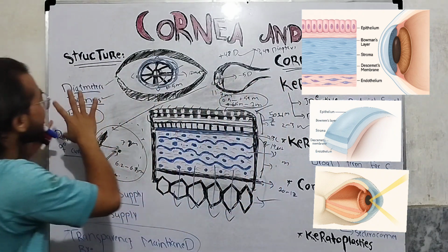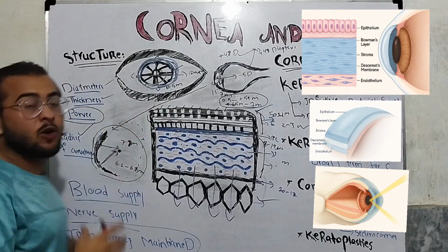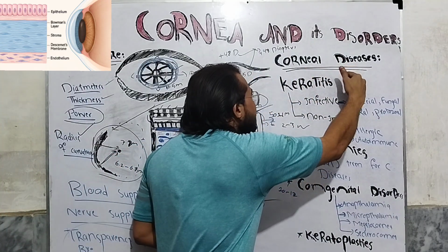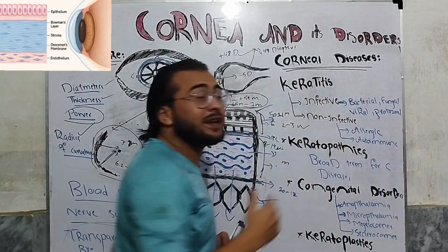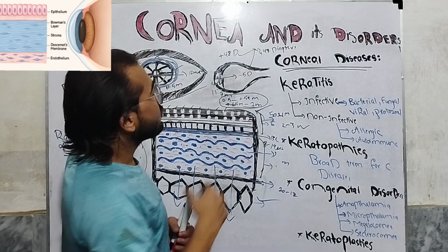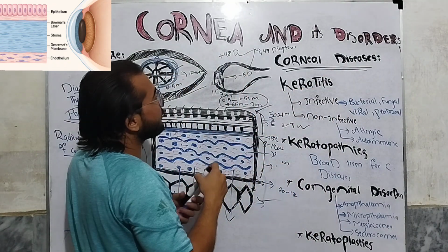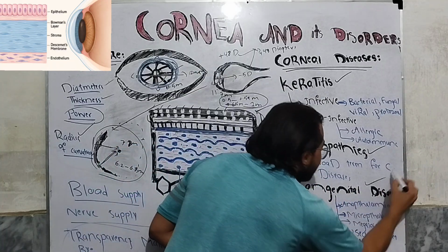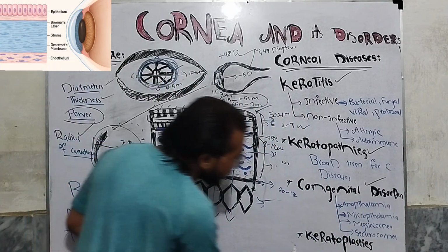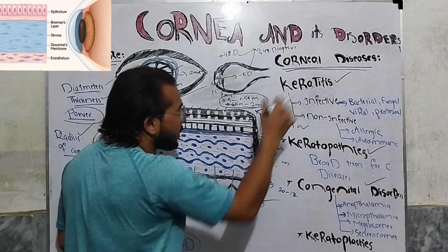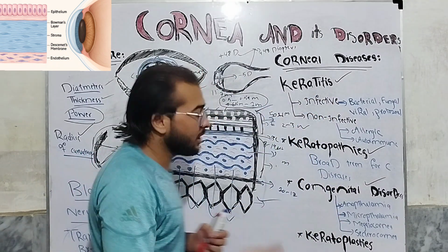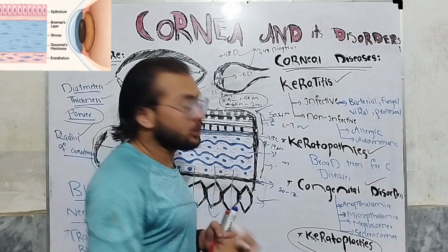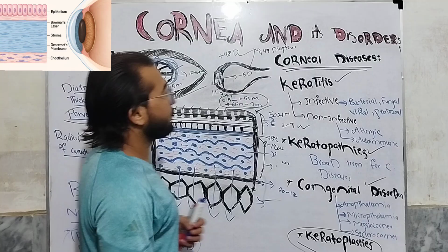Now this is the basic dimension and structure of the cornea. Okay, the nerve supply, the blood supply. Now we will discuss a little bit the corneal diseases and their classification. Okay, so the corneal diseases can be classified into keratitis, keratopathies, congenital diseases. Okay, and the last is that for all these problems we have surgeries for the cornea, which are called keratoplasties.